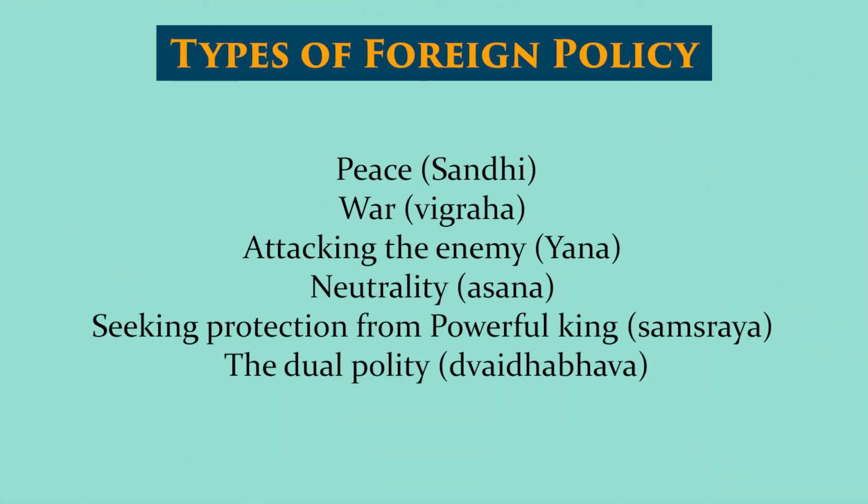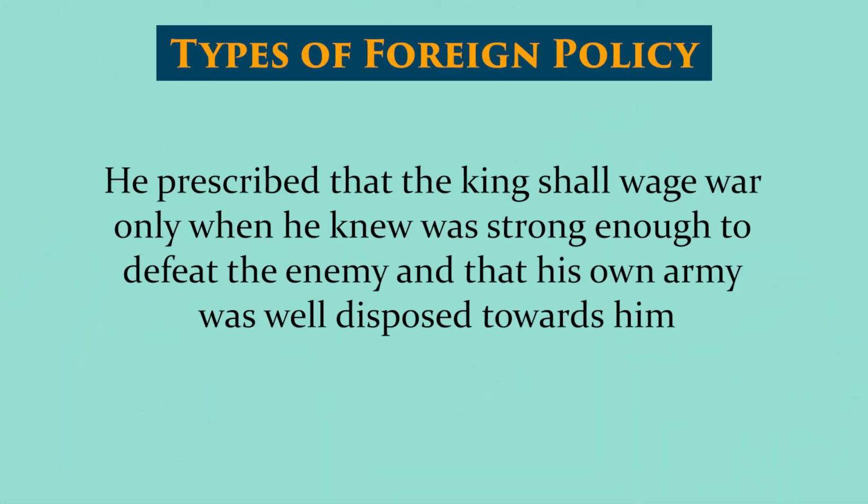What were the types of foreign policy? Manu provides for 6 types of foreign policy: peace, war, marching, alliance, double policy and neutrality. All these different kinds of foreign policy may be pursued by the king at different points of time in accordance with his position in relation to his own kingdom as well as in relation to other kingdoms. He prescribed that the king should wage war only when he knew that he was strong enough to defeat the enemy and that his own enemy was well disposed towards him.